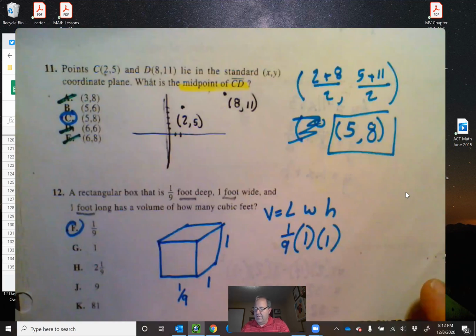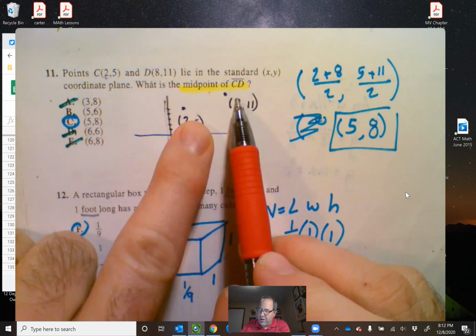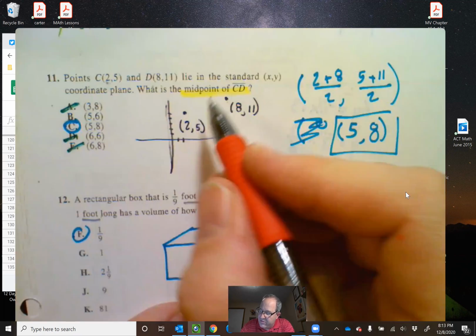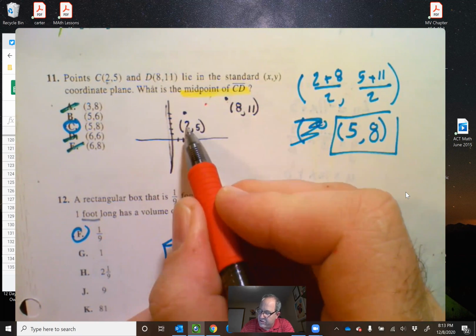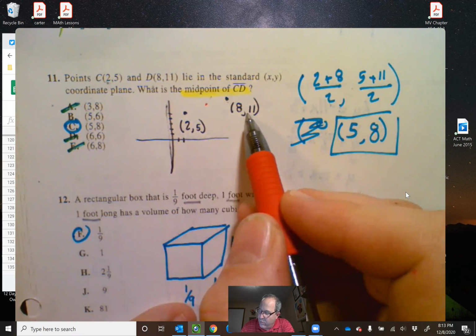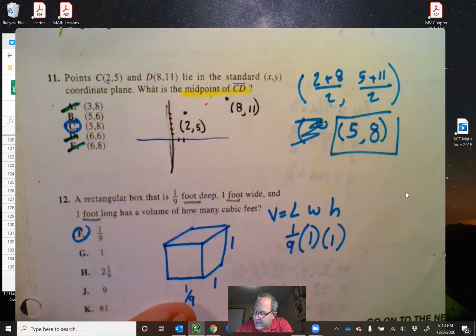Okay, 11. We want to find the midpoint between these 2 points. So sometimes I draw a picture to kind of help me see it better. Some of you might not need to do that, but for me, it's helpful to see what's going on. So I know that the midpoint is somewhere in between the 2 and the 8 for the x's, and I can't get rid of any x's. The y's are somewhere between a 5 and 11. Can't get rid of anything there.